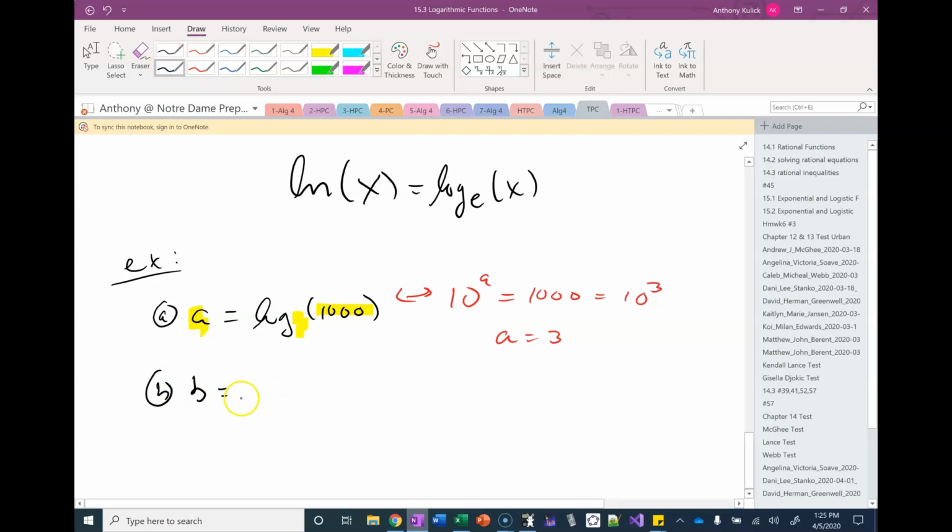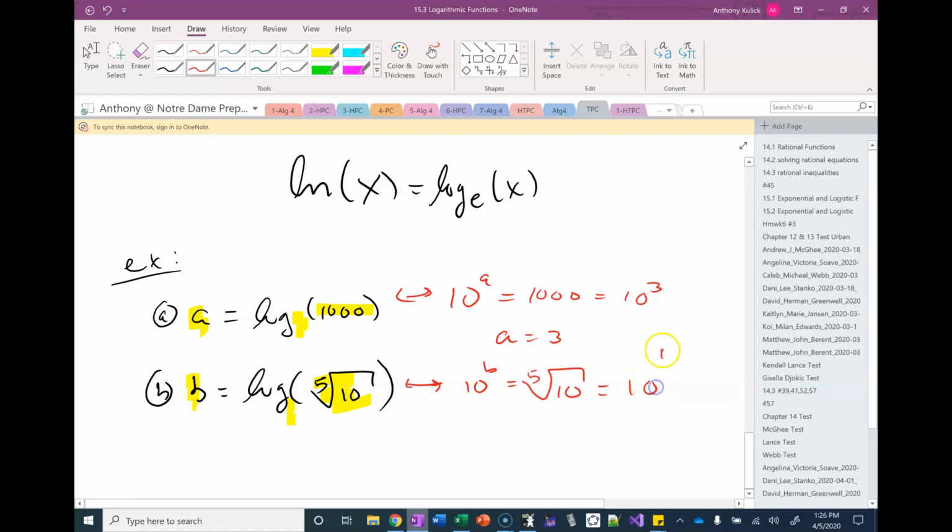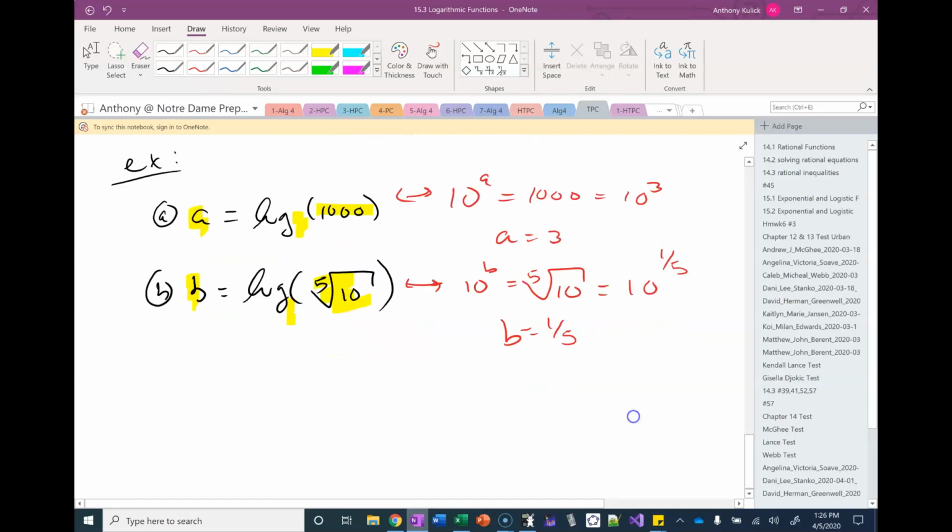So let's say we have the equation b equals log of the fifth root of 10. So again, 10 to the power b should give me the fifth root of 10. So I can say 10 to the b equals the fifth root of 10. And remember that a fifth root is the same thing as a 1/5 power. So b is 1/5.